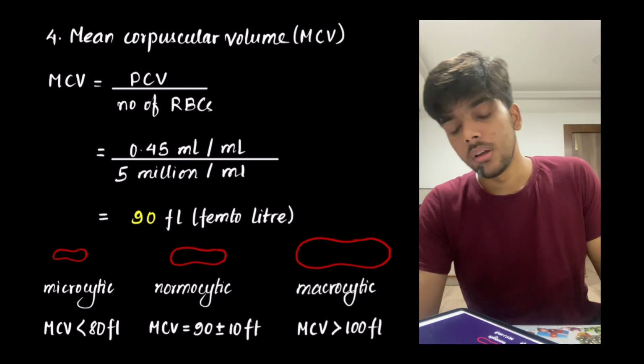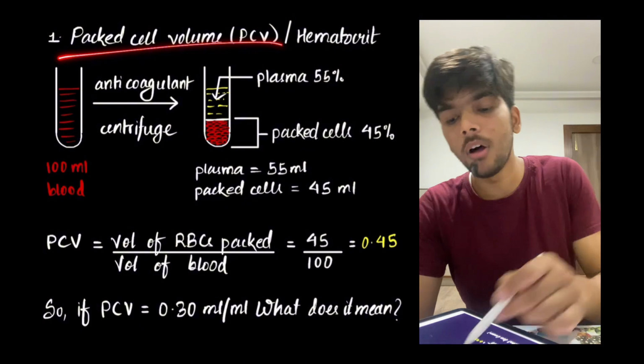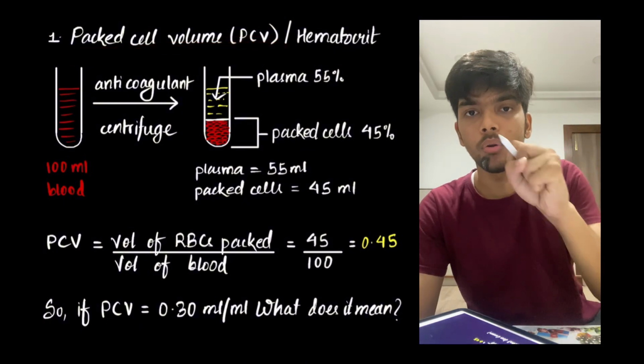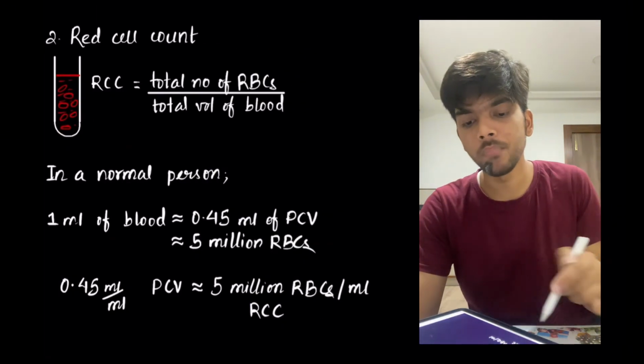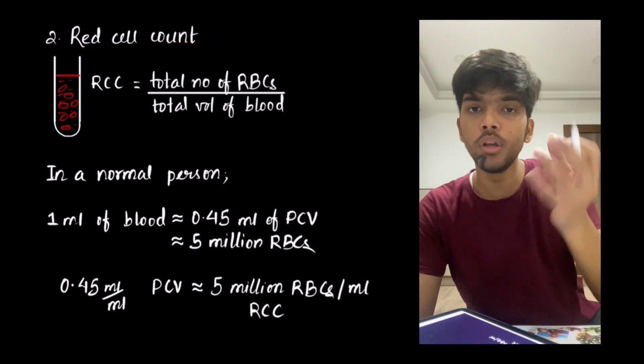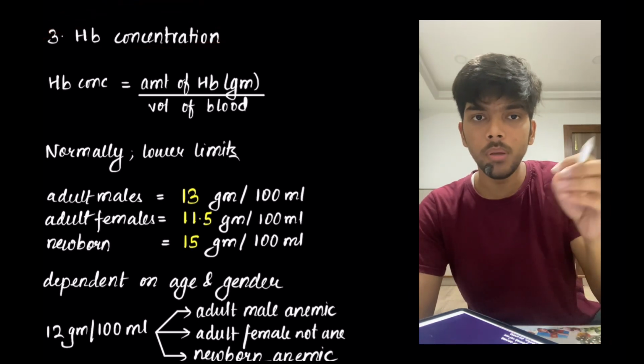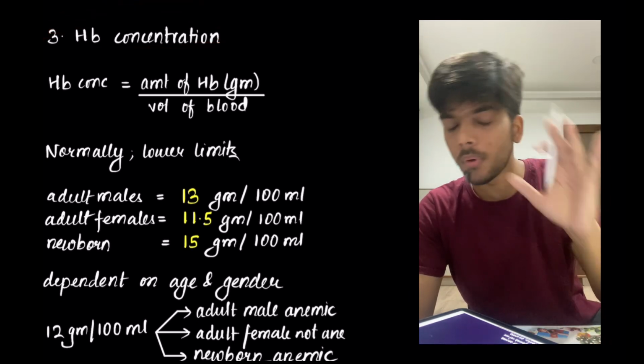Okay. Now that we have seen three different indices: packed cell volume, the volume of RBCs packed together per unit volume of blood; red cell count, the total number of RBCs per unit volume of blood; and hemoglobin concentration, the amount of hemoglobin present per unit volume of blood.